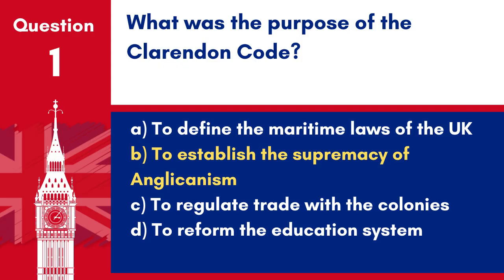Answer. B. To establish the supremacy of Anglicanism. The Clarendon Code was a series of laws in the 1660s that aimed to secure the position of the re-established Church of England, disenfranchising nonconformists and reinforcing Anglican orthodoxy.